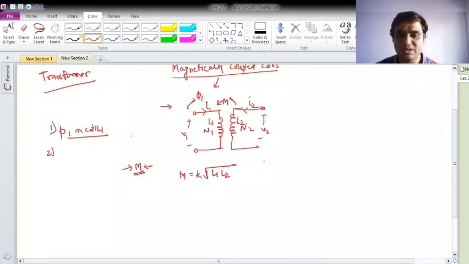This is the relation where L1 and L2 are your self inductances, whereas M is the mutual inductance. L1 or L2 are the self inductances, and M is the mutual inductance, and K is called the coefficient of coupling.